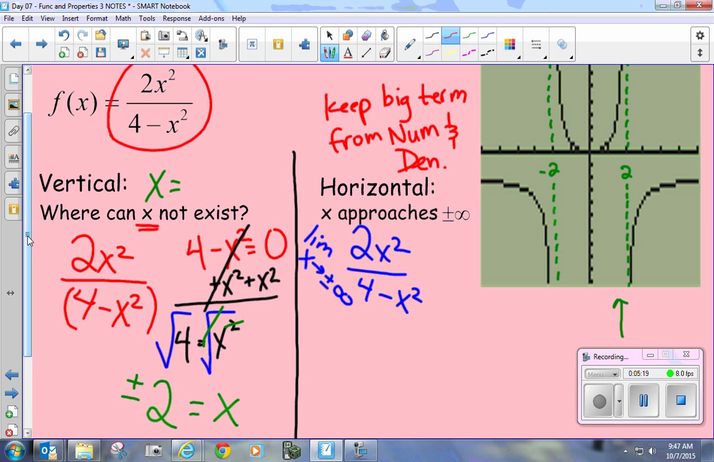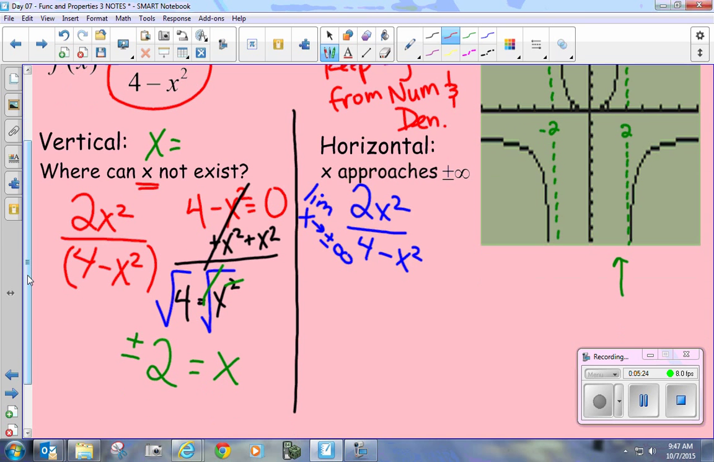All right? So, what's the biggest term in the numerator? There's only one term, isn't there? There's only one term. So this is the biggest term on the top. I've got 2x squared. What's the biggest term on the bottom? Which term is bigger? The 4 or the x squared? The x squared. The biggest exponent.